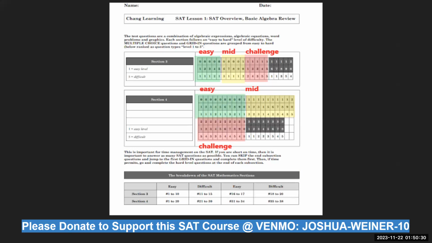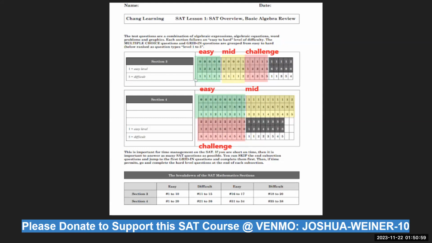Okay, one way to strategize to get to that 500 score is the following. What you do is you do the easy and mid-level questions on the SAT first. For example, in section 3, those would be questions 1 to 10, where they're clustered and ranked 1, 2, or 3, which you can see here on the bottom row. That's the rank from 1 to 5, 1 being an easy level question, and 5 being a difficult level question.